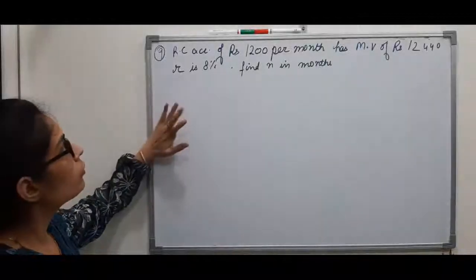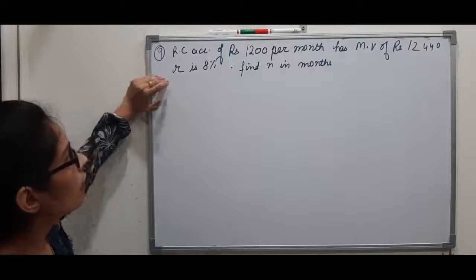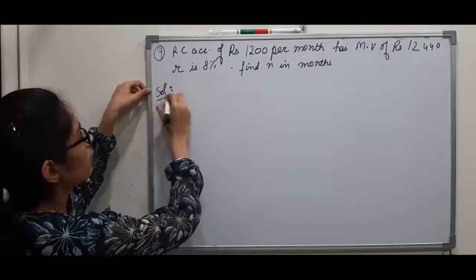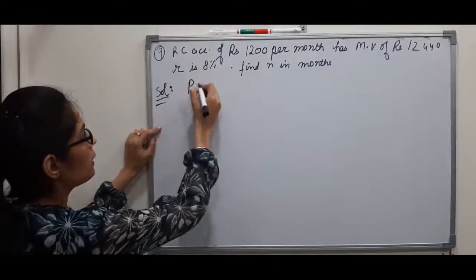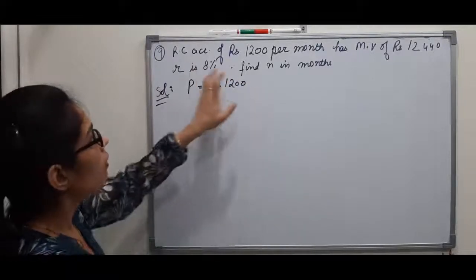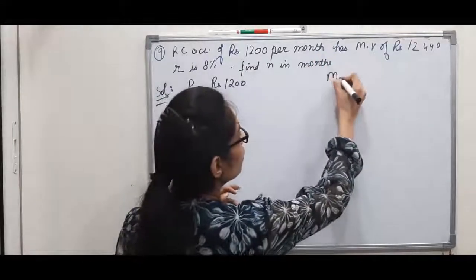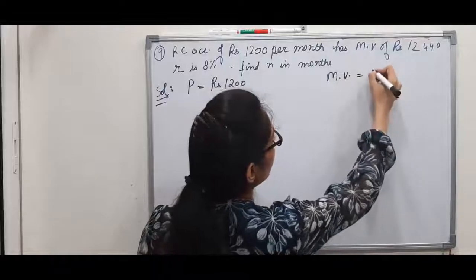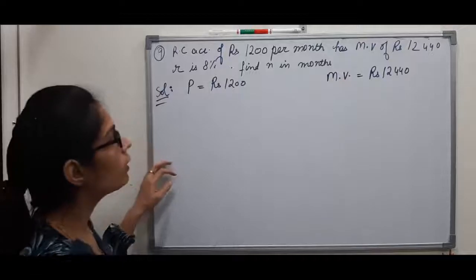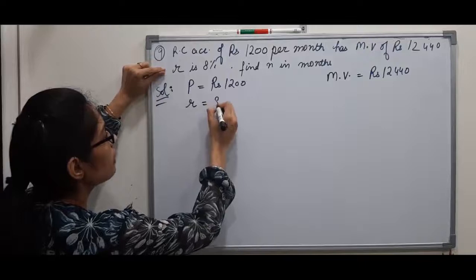So let's do the ninth question now. Here it's given a recurring deposit account of rupees 1200 per month. So side by side I'll write the values which are given. Per month means it's giving me P, which is rupees 1200. Rupees 1200 per month has maturity value, MV, which is also given. So I will write here maturity value of rupees 12,440, for which the rate of interest R is 8% per annum.